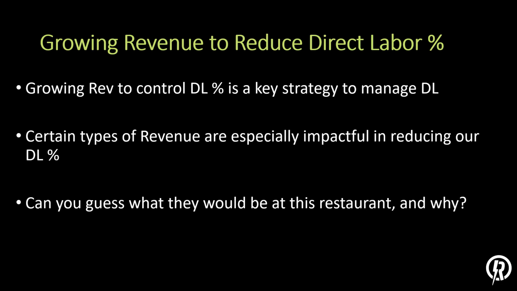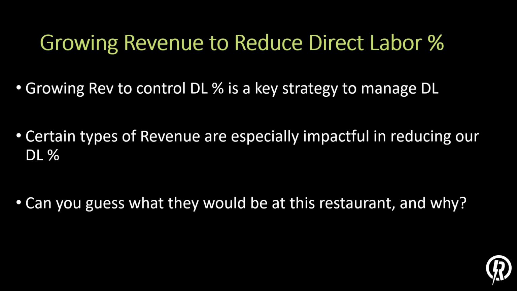So here's what the story is. Alcohol, alcohol, alcohol, alcohol. Alcohol is a great way to improve our direct labor percentage. Why? Because to sell someone a beer or to sell someone a glass of wine, it takes very little labor in order to do that. Unlike what it takes to actually sell them something from the kitchen. We actually have to prepare that thing.